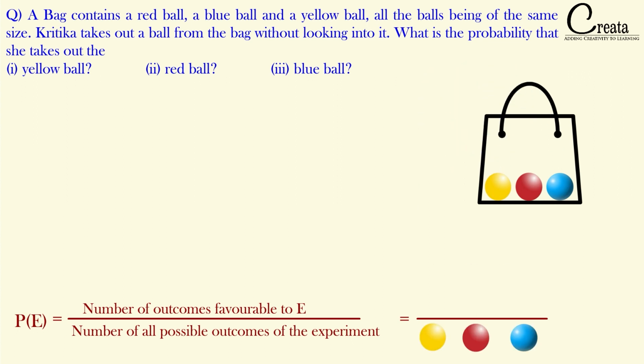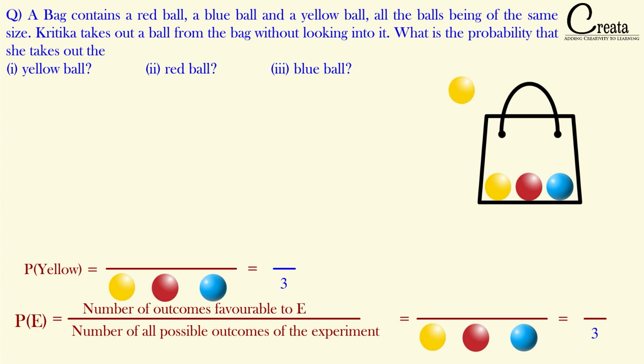That is, all the possible outcomes are all the 3 balls. And if we have to calculate the probability of the yellow ball, in the numerator the favorable condition is only 1 yellow ball. So we got our answer as 1 by 3.